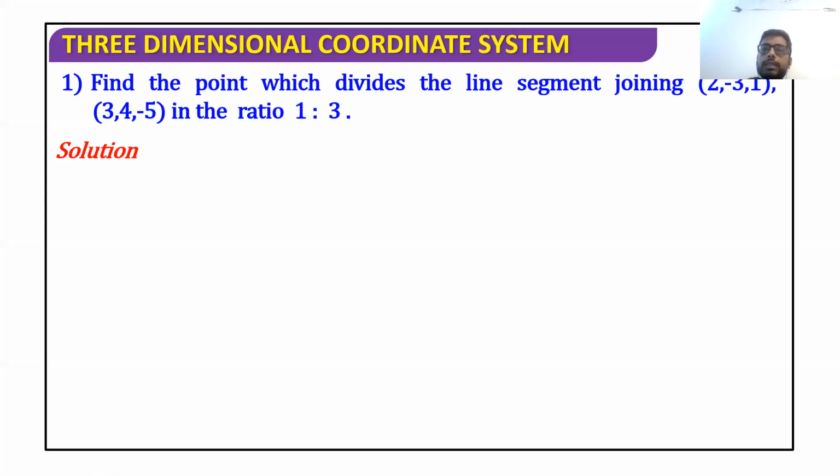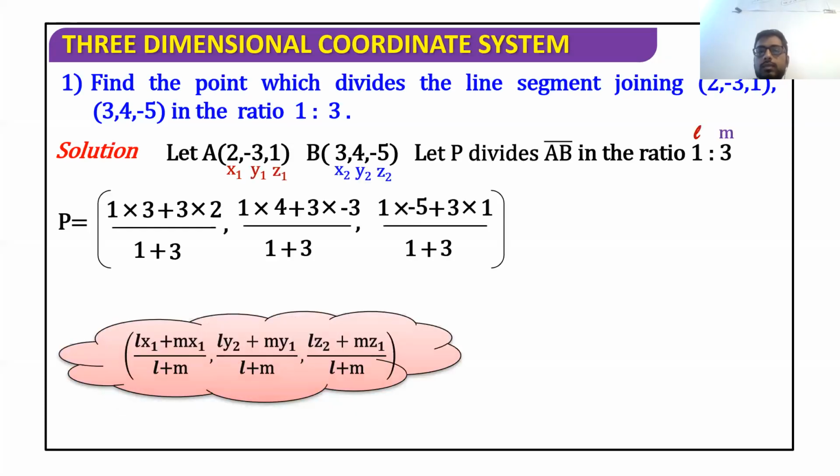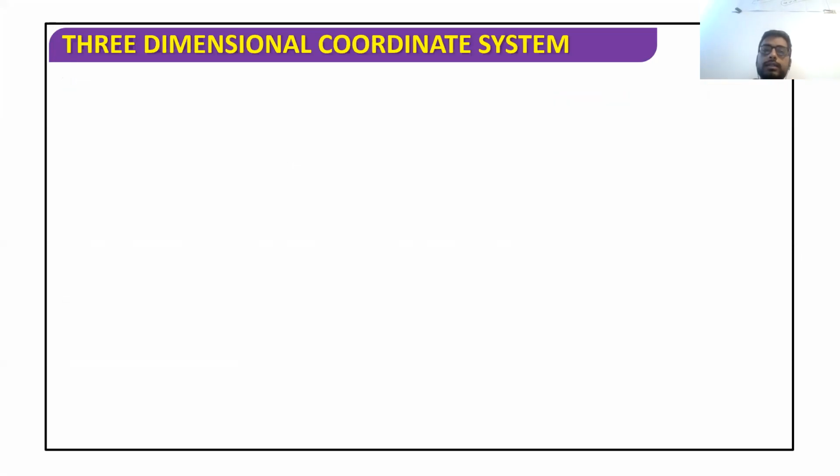You have to find the point which divides the line segment in the ratio 1:3. L is to M is given to you. L is 1, M is 3, and 2 points are also given. You have to use your formula (Lx2 plus Mx1) upon (L plus M). So directly use your formula. L in this case is 1, M in this case is 3. X1 is 2 and X2 is 3. Use the formula for internal division. You get your X, Y and Z coordinates.